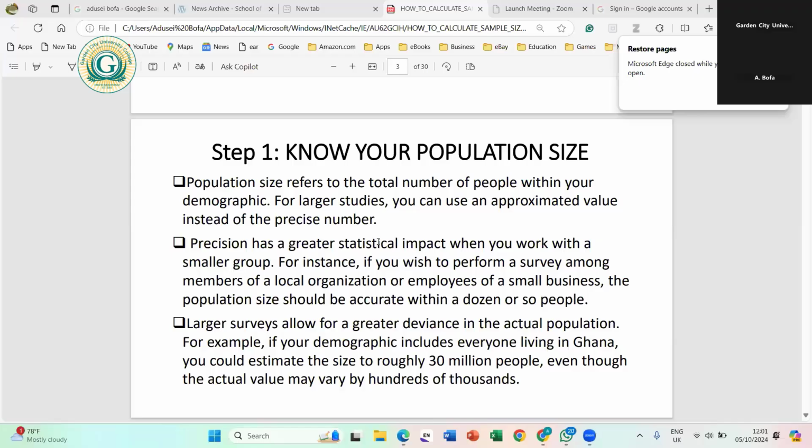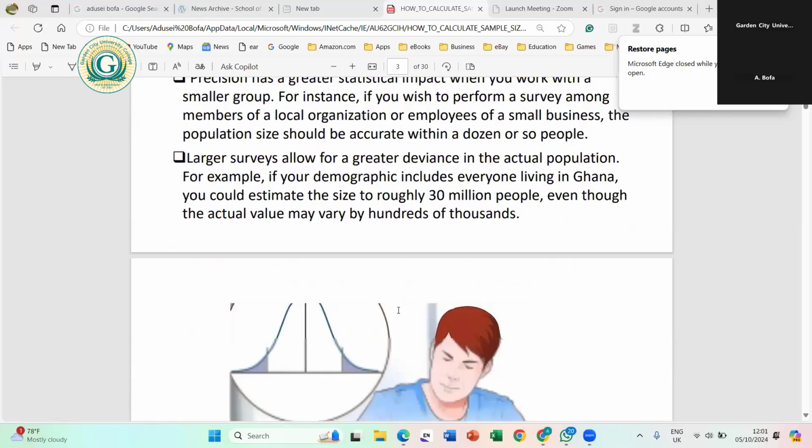But it doesn't mean that always you have to know your population size. There are some research situations where you may not even know your population size or you don't get access to it. But when it happens like that, there's also a way of computing your sample size, which at the end of this lecture, we will know the differences. Okay. So first, you know your population size.